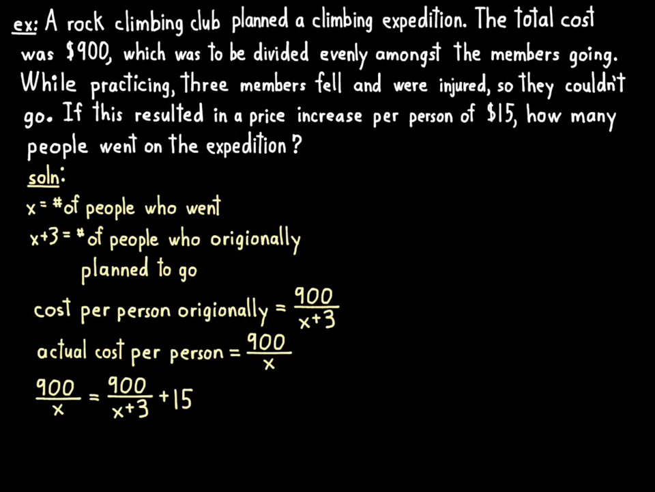Now what do you do? You have an equation. This is a rational equation. You have to multiply both sides of the equation by the common denominator. The least common denominator is x times the quantity x plus 3. And you have to multiply both sides of the equation, which means all 3 terms. 900 over x, 900 over x plus 3, and the 15 all get multiplied by x times x plus 3.